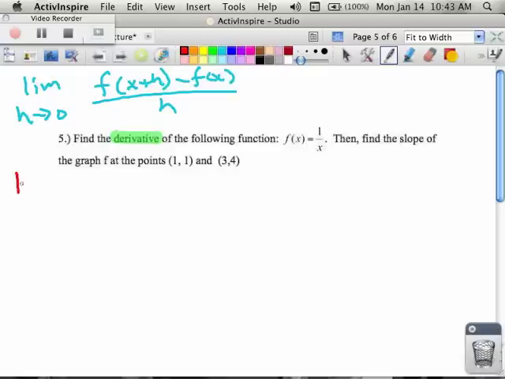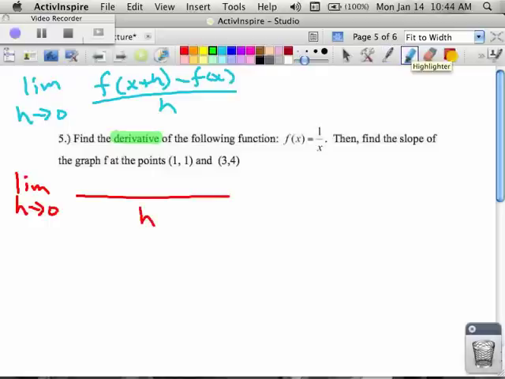So really what I want is the limit as h is going to 0. There's an h on the bottom. And the first time, when I look at the instruction and I plug in my x plus h, I will get 1 over x plus h. Very good.